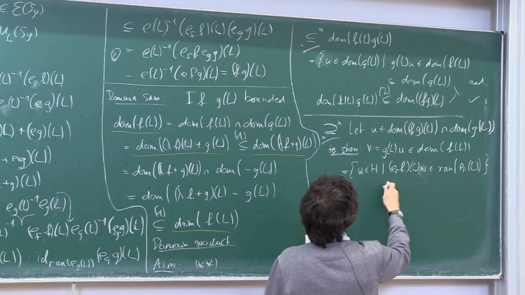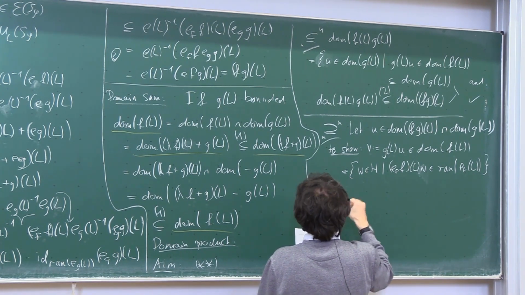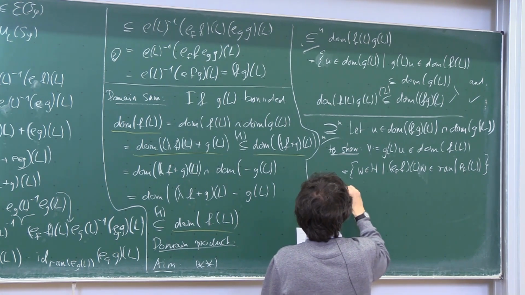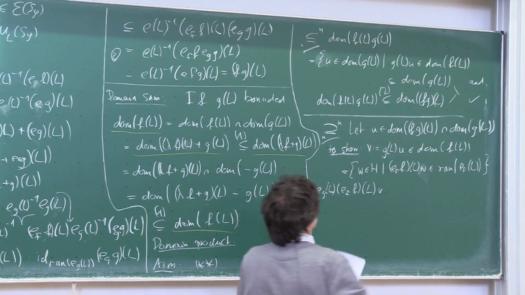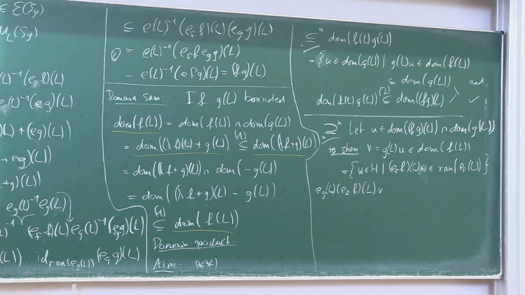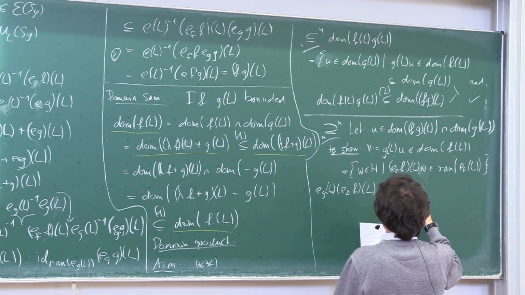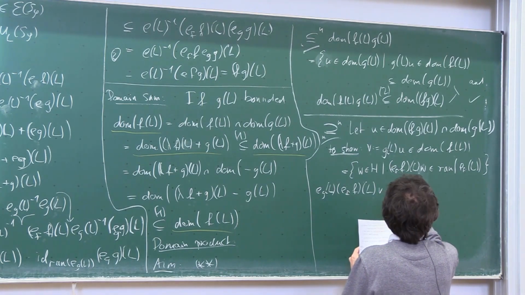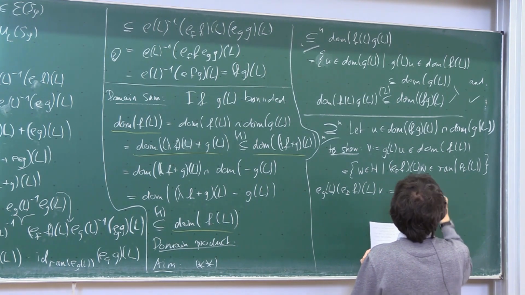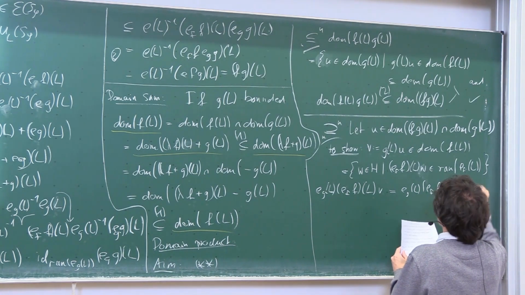Okay, so let's check this. And to do this, I take a small detour. I will look at EG of L, EF of L applied to this element V. You could ask why. We'll see in three minutes. So what is this? We put in what is V, so this is EG of L, EF of L, G of L, U.